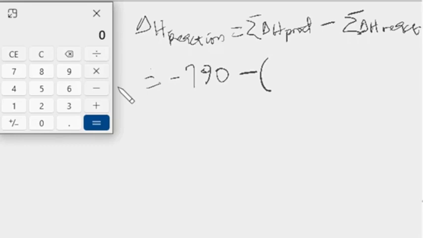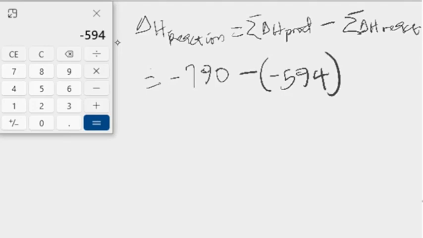So negative 297 times 2, that's negative 594. So we have a negative 594 here. With this, guys, we know that since we have negative here, that translates to a positive, right? So we're going to have this equal to negative 790 plus 594. So guys, let's solve this out together.